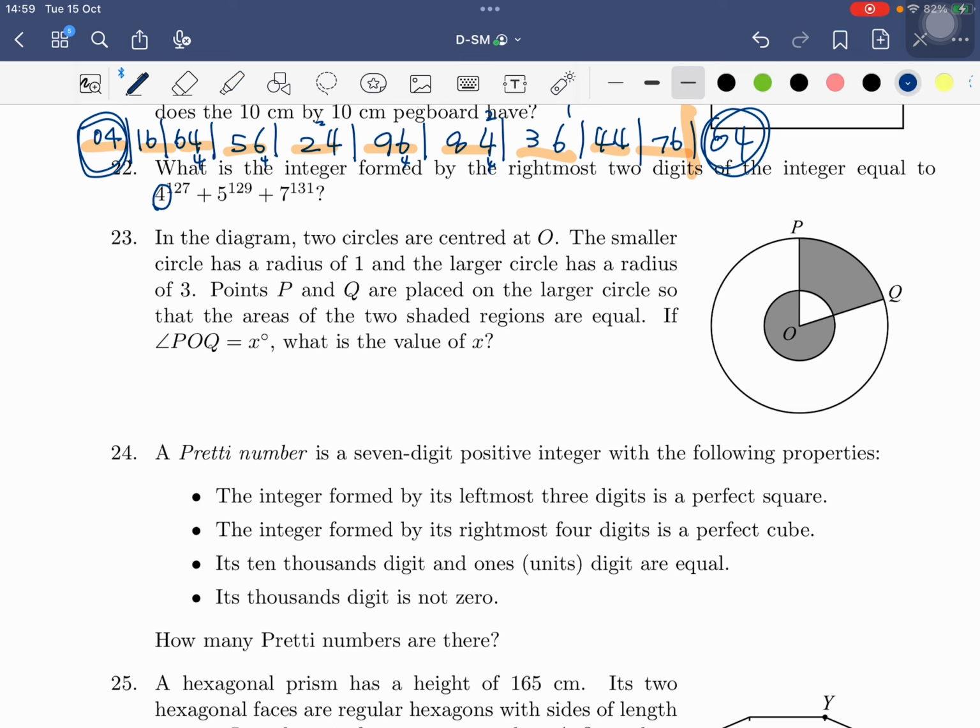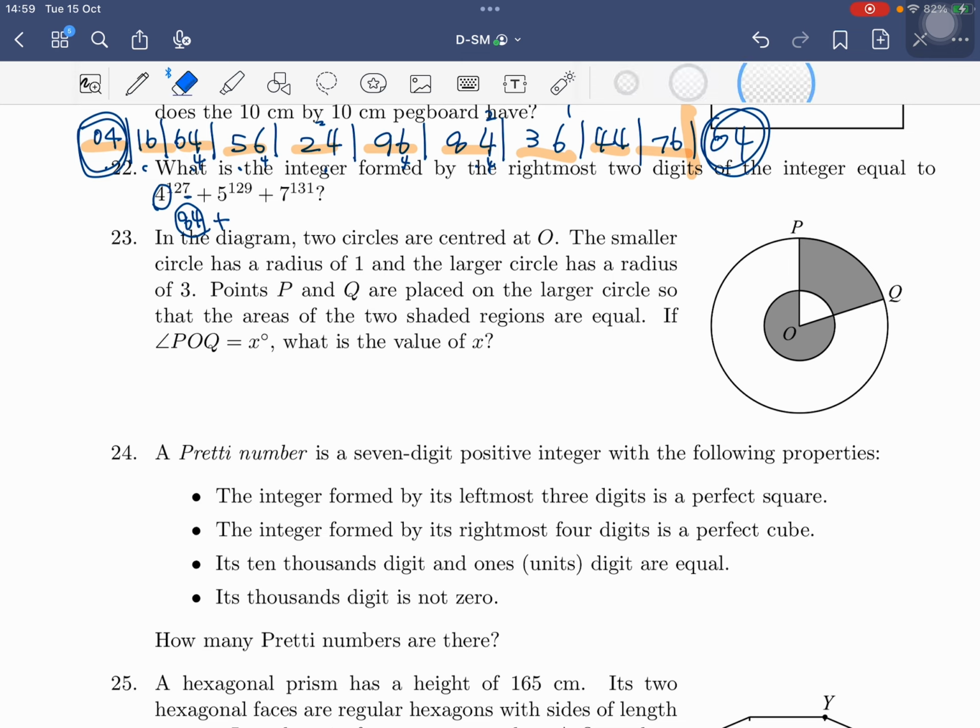So now we need to find the sevens because 120 already reached the 76. So we need to go further for 7 more times. So 1, 2, 3, 4, 5, 6, 7. So the last digits could be 84.